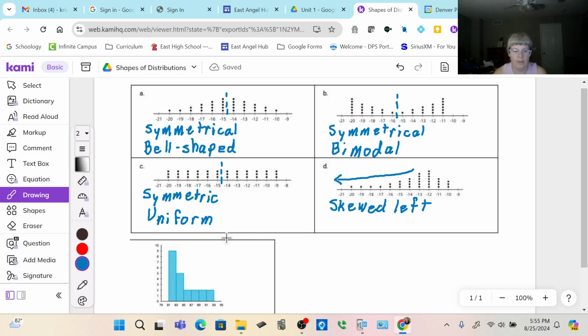Now the histogram down below, if I were to look at it as having a tail, is off to the right. So we would say that this distribution is skewed right. And these are the different ways that you can describe the distribution of displays of data.